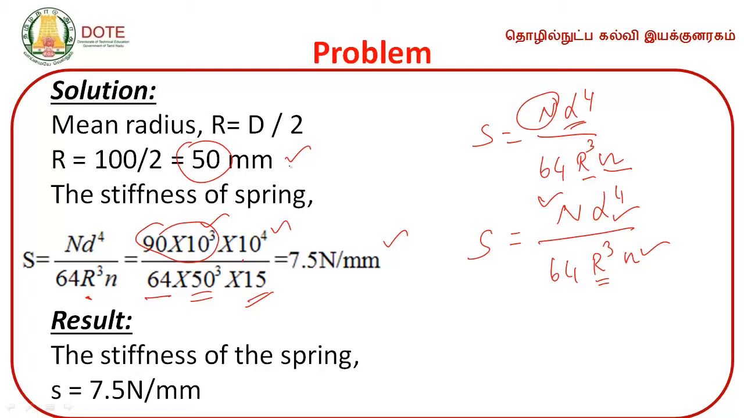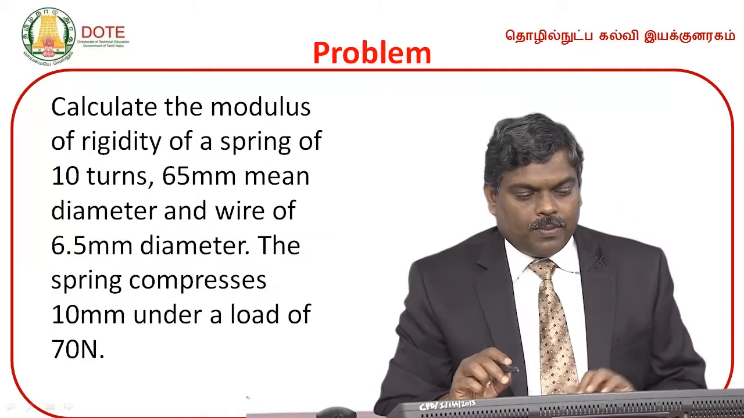We can calculate this one as 50 mm. So these values, if we substitute them all here, we get the stiffness of the spring. Now we can move to the next problem.